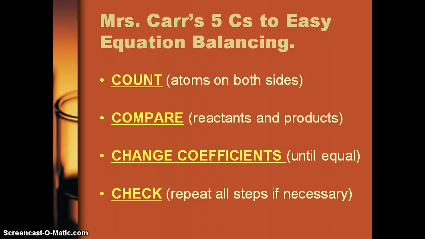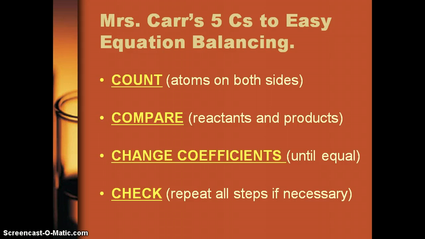And then finally, you check. You check to make sure that all of the atoms are accounted for, because remember the law of conservation of mass, which says that we cannot create or destroy matter. So no atom can go unaccounted for. Our last step, of course, is to check and make sure that all of the atoms are accounted for. If something isn't right, if we have an oxygen here that isn't showing up on the other side, then we need to go back to step 1 and count our atoms on both sides, compare, change the coefficients, and check again.